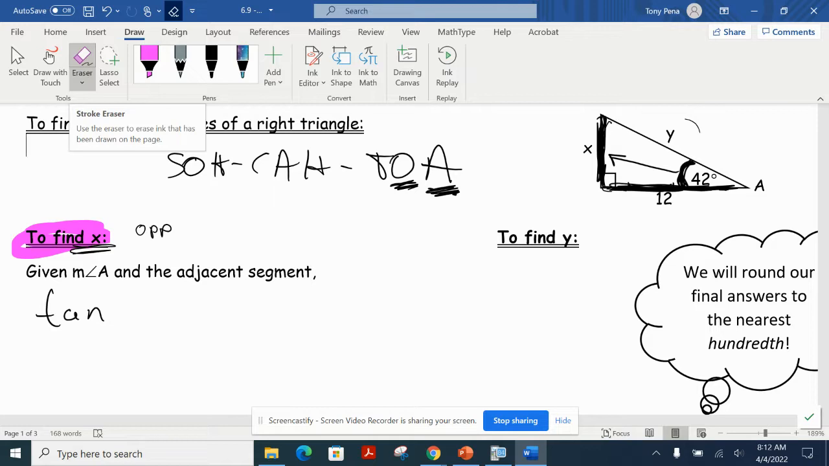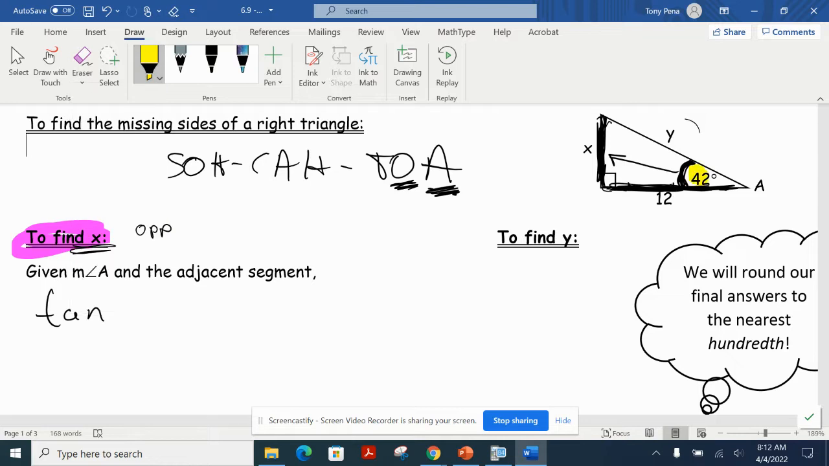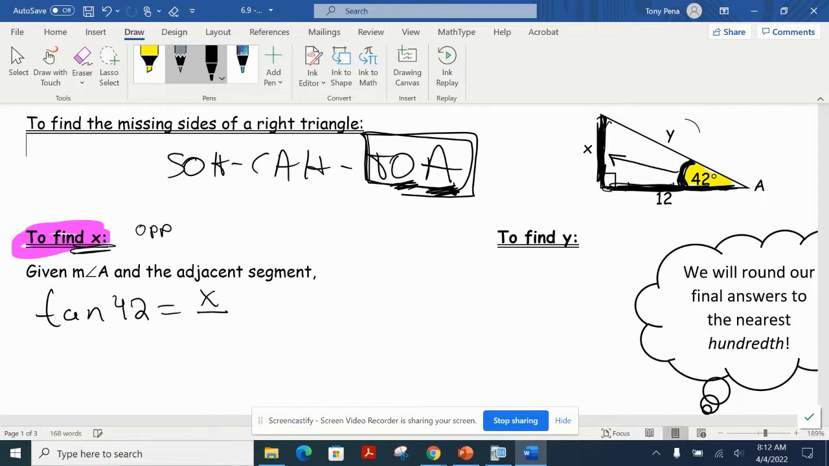No, just actually the degree measure. So right here, if I look at angle A, good. We know that this angle is a 42. So we're now going to put the tangent of 42 degrees is equal to, and then again, since we're doing the tangent right here, we're going to do the opposite side over the adjacent side. The opposite side is now that X. The adjacent side is the 12. That's the equation that we need to now solve.